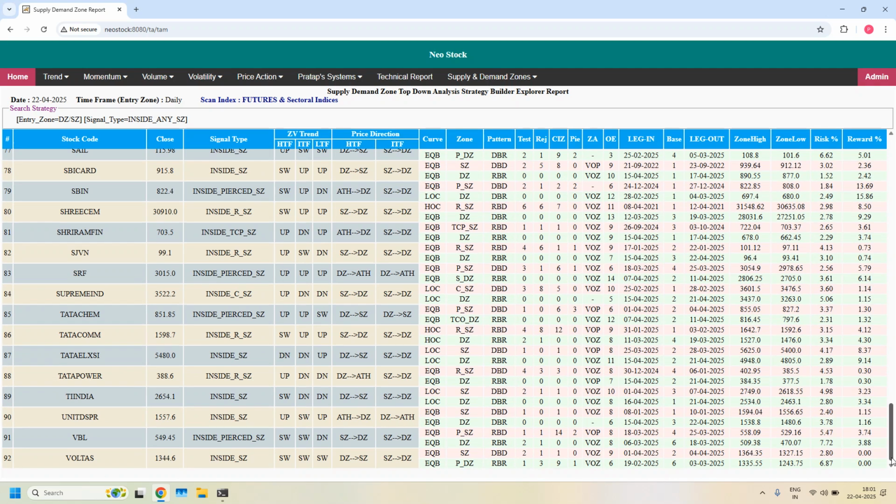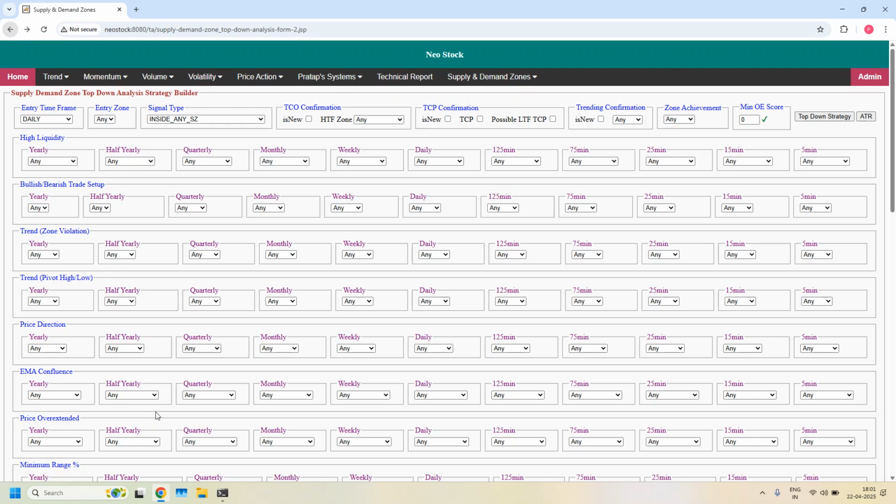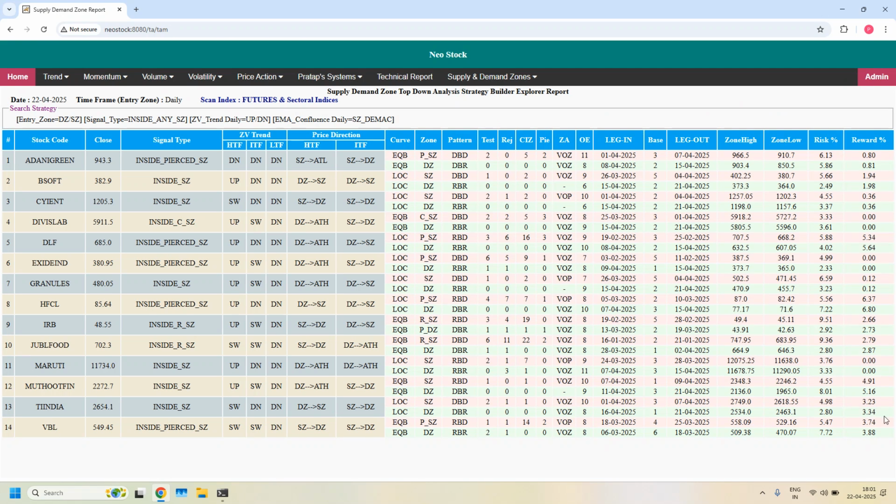We can further filter this list based on daily supply zones having daily EMA confluence. In the EMA confluence at daily, checking whether the daily supply zone has daily EMA confluence or not, and also the trend on the daily should not be sideways. It can be up or down. With these filters, we got 14 stocks. Out of 92, only 14 daily supply zones are having daily EMA confluence. So this is about daily time frame.